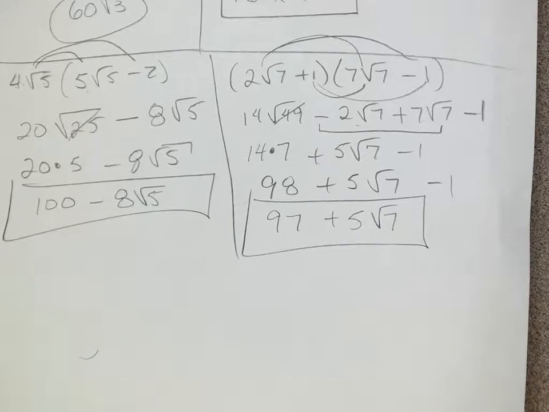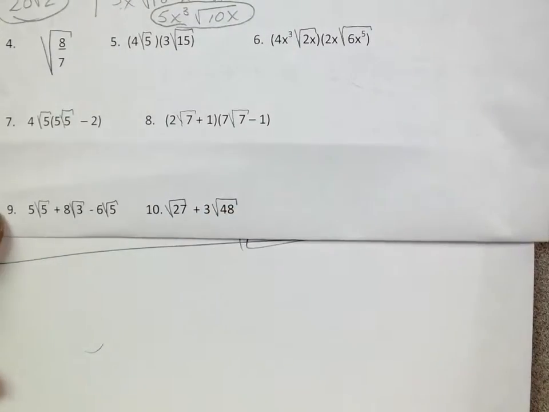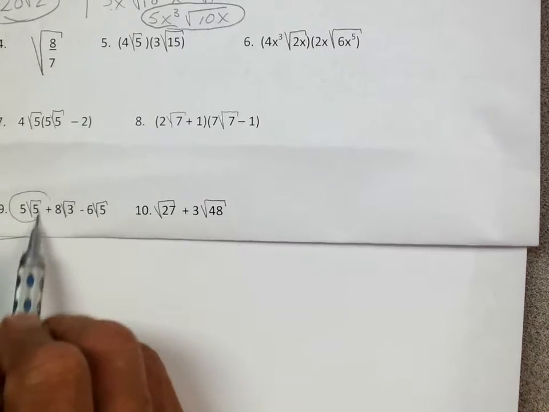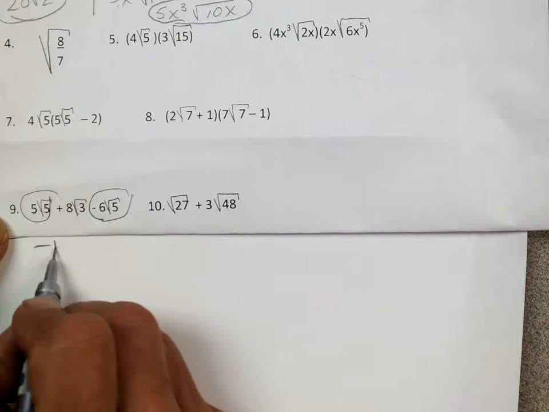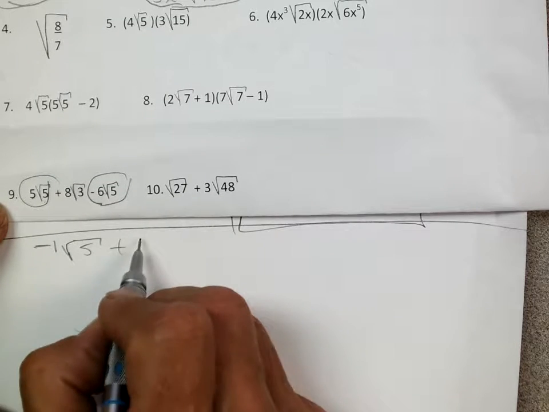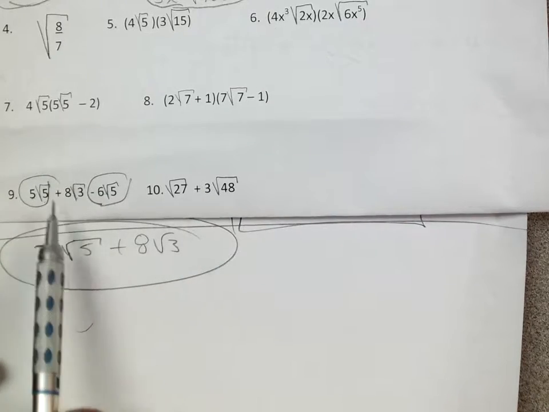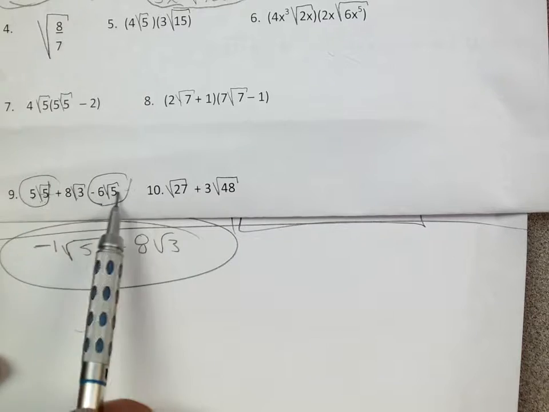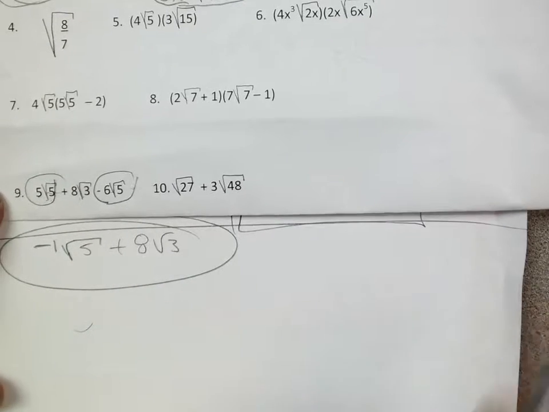Okay, number 9. So with 9, I'm just going to add them up. The only two that are the same are these two, right? So I'm going to get a minus 1 square root of 5 plus 8 square root of 3. And that's it, believe it or not. That was a really easy one, isn't it? Combine the ones, add or subtract the ones that are the same, and then just bring along the ones that are different. Okay, number 10.